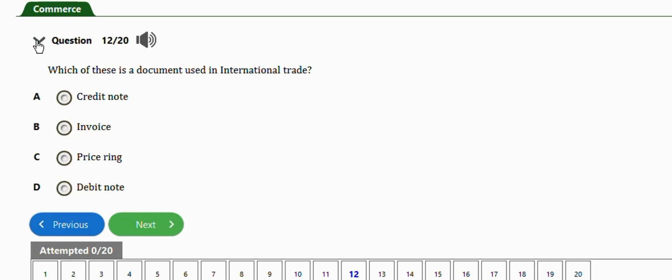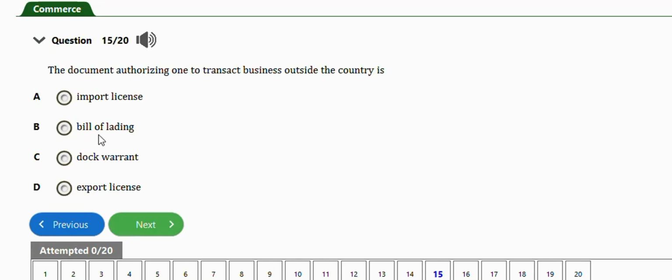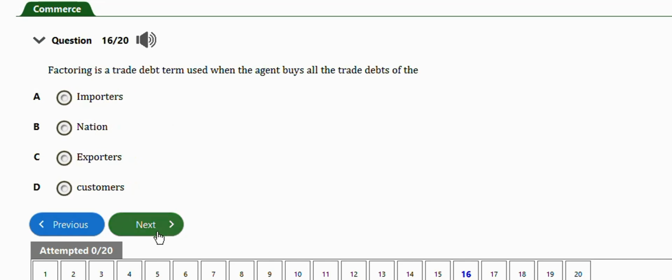Next question, it says which of these is a document used in international trade? It is invoice, option B. Next question, it says the document authorizing one to transact business outside the country is an import license. Option A. Next question, this one says factoring is a trade debt term used when the agent buys all the trade debts of the importers, nation, exporters, or customer. Right answer is option C, of the exporters.